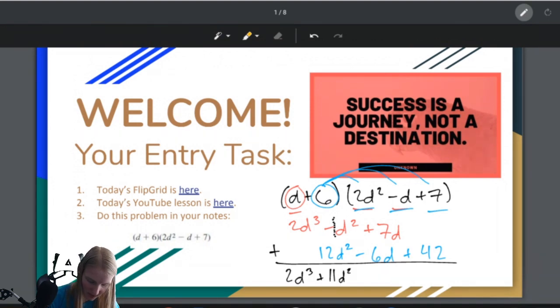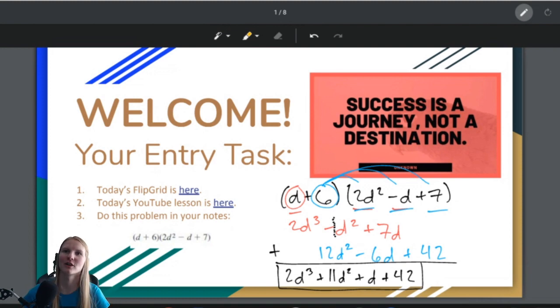Negative 1 plus 12, well that's just 11d squared. 7 minus 6, that's just 1d. I can put 1d, or I can just put d, same thing. And then nothing plus 42, just 42. And there you have it. We have multiplied that binomial and that trinomial together. Awesome. Fantastic. Thanks for working on that.